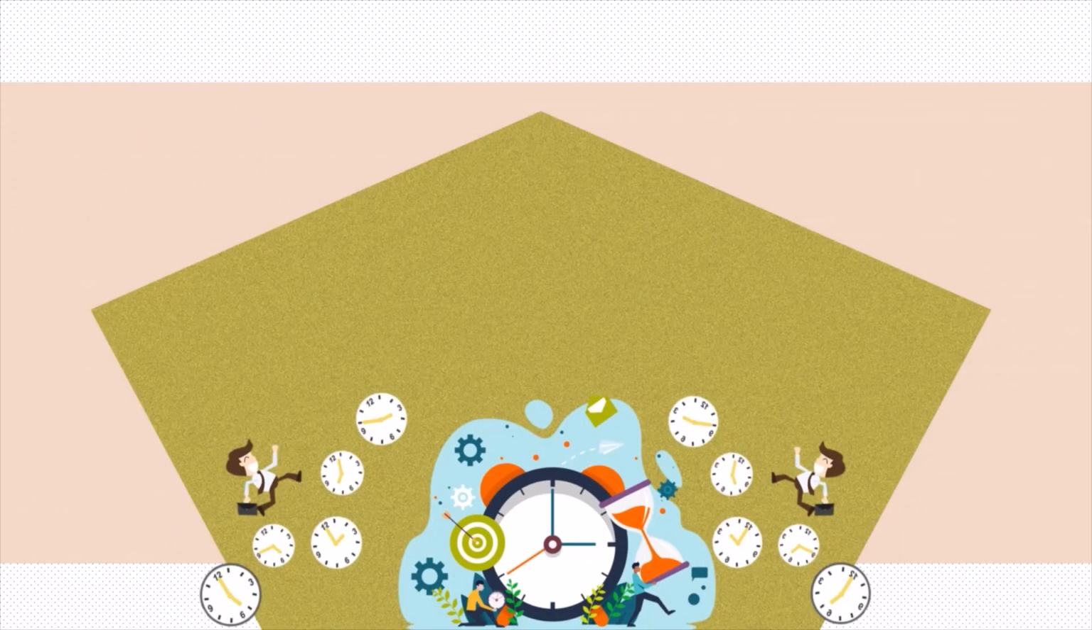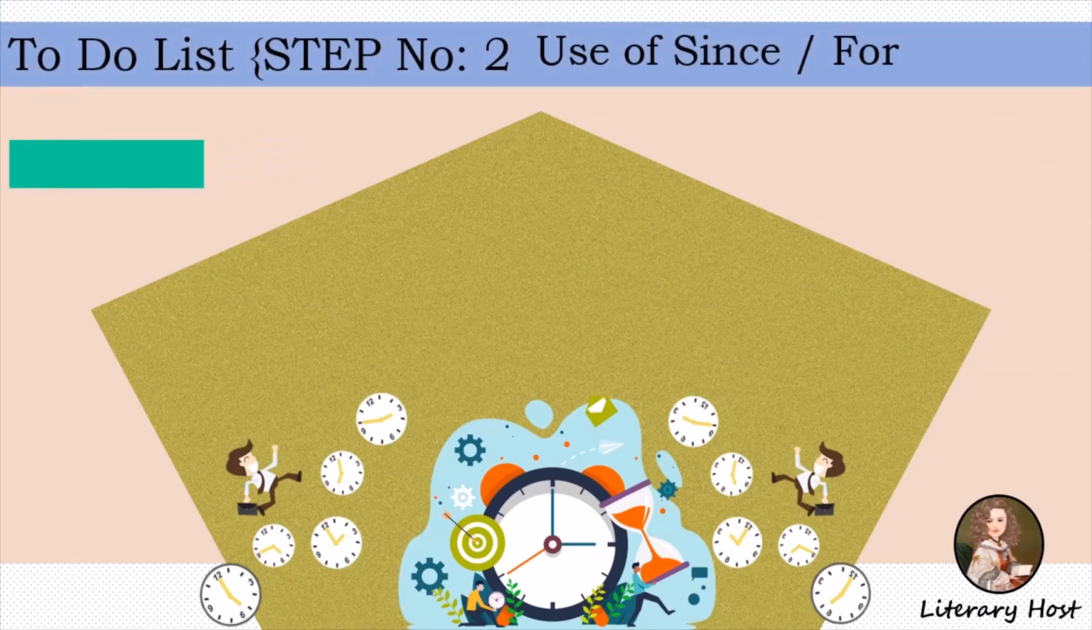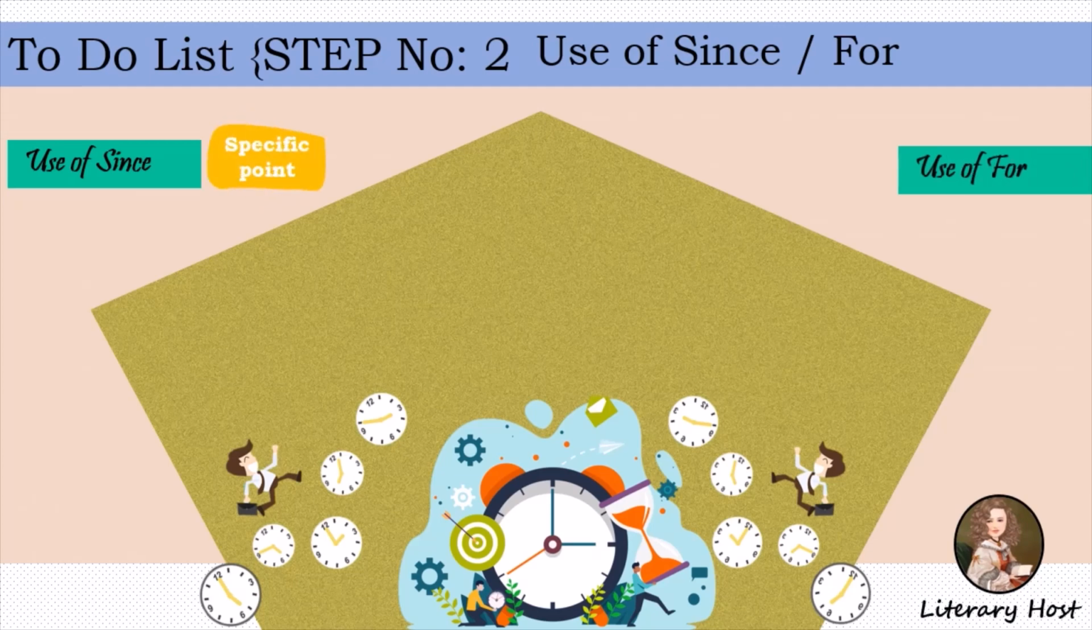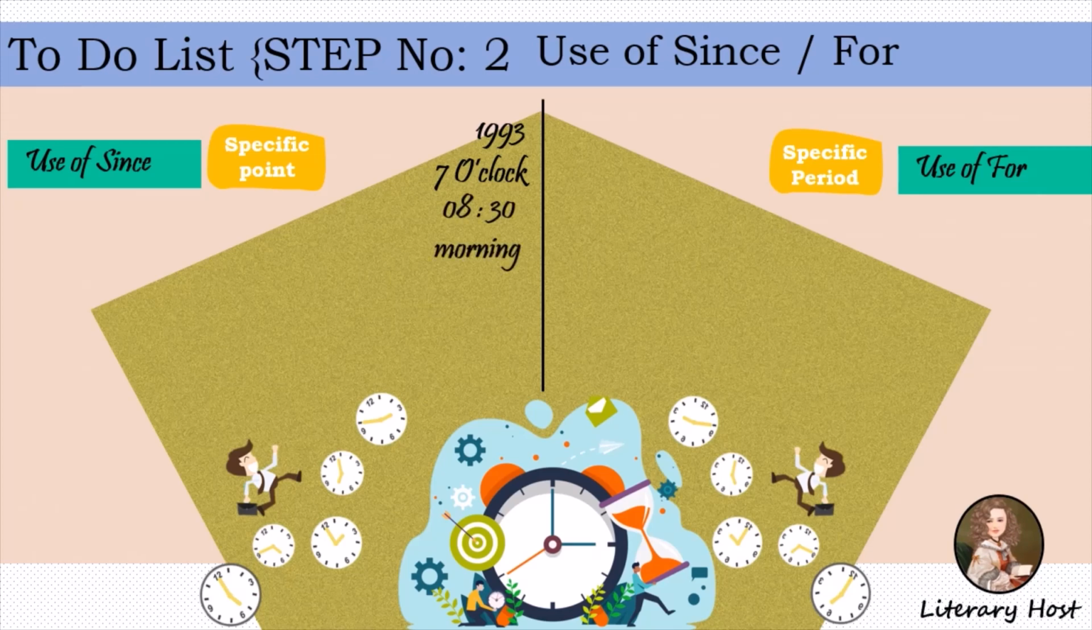So now let's discuss the use of since and for. Since is used differently in comparison to for. Since is used to specify a point in time. On the contrary, for is used to specify a period in time. The point in times are such as 1893, 7 o'clock, 8:30, morning, evening, Wednesday, Monday, September, October. So these are the points that are used to specify a point.